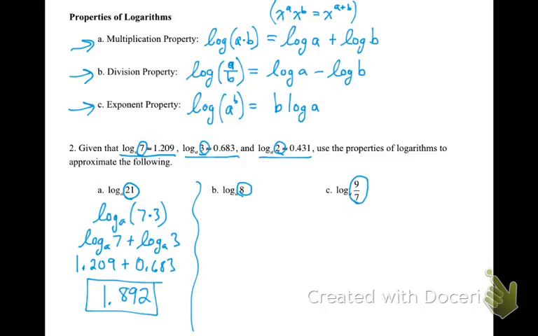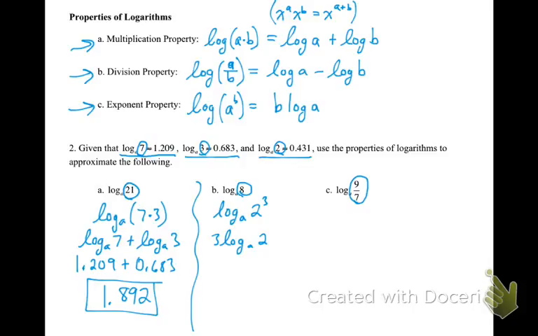Looking at letter B, you have to find some way of using the 7, the 3, and the 2 with multiplication, division, or exponents in order to rewrite 8 as something. 8 is 2 cubed, or 2 times 2 times 2 as the product. So if I write it as 2 cubed, then I can use the exponent property, by bringing that 3 out front to leave me 3 times log base a of 2.